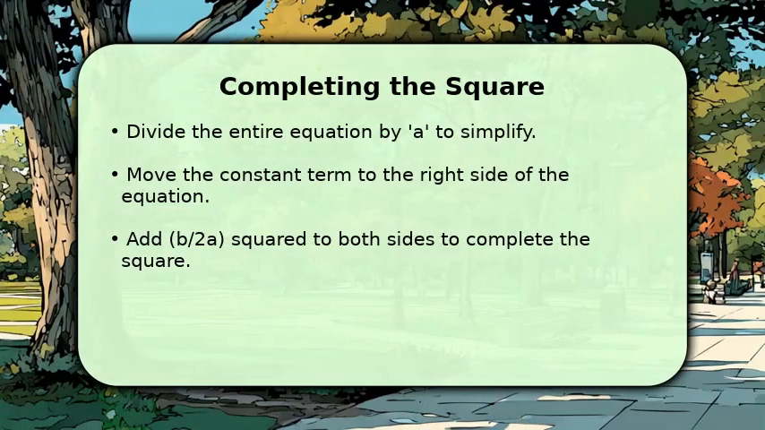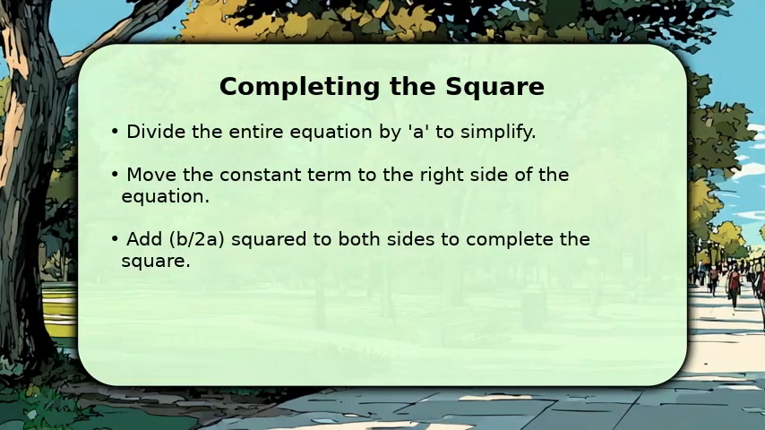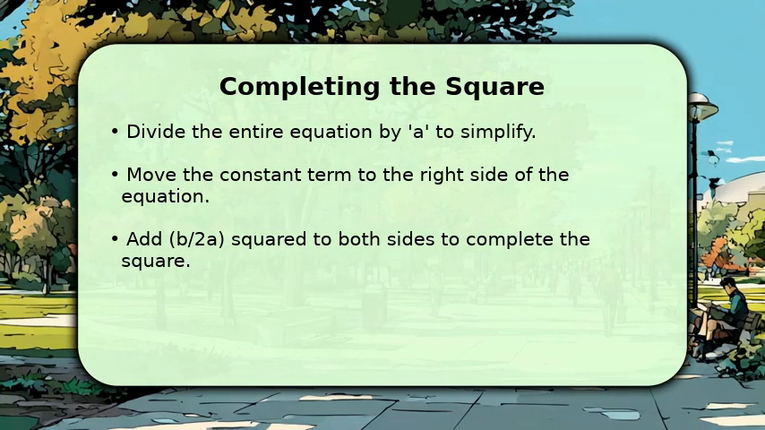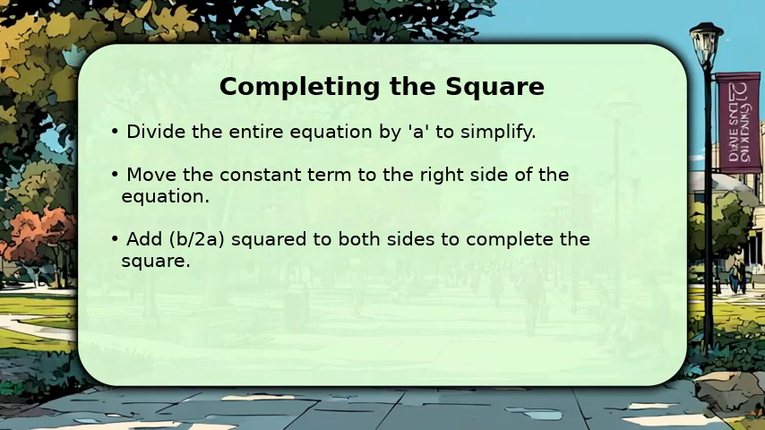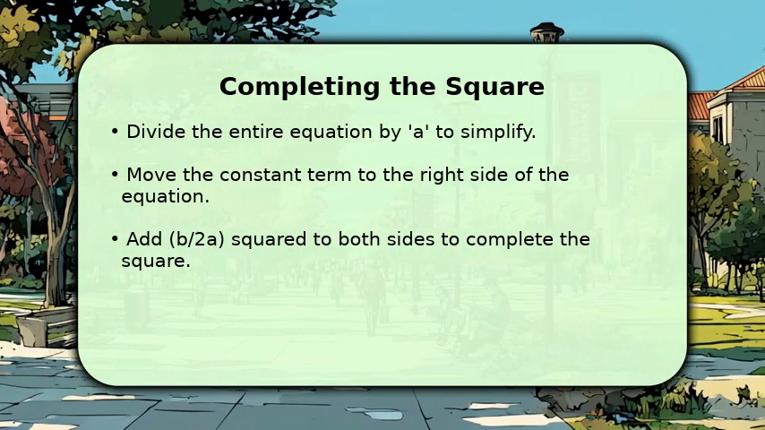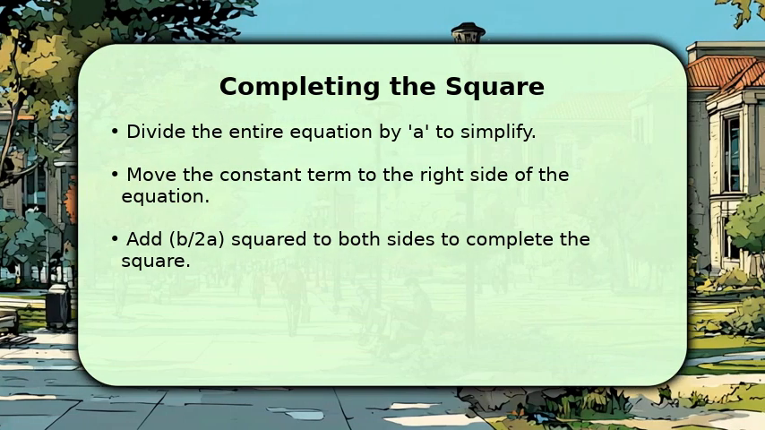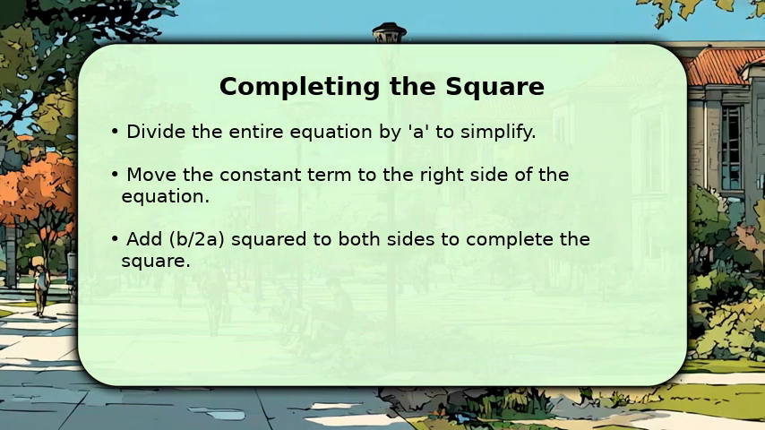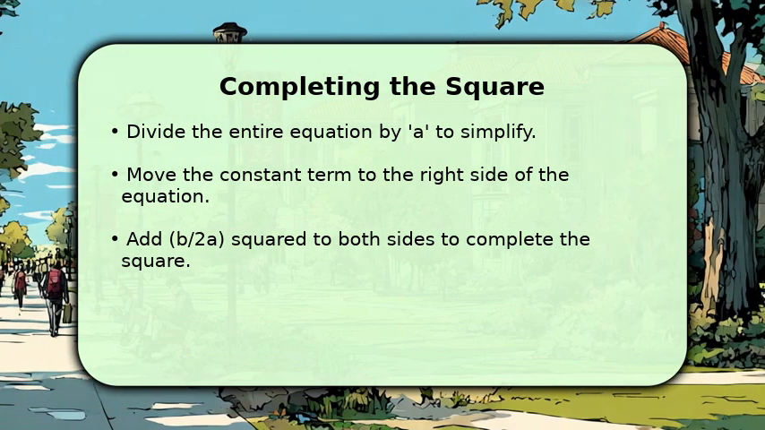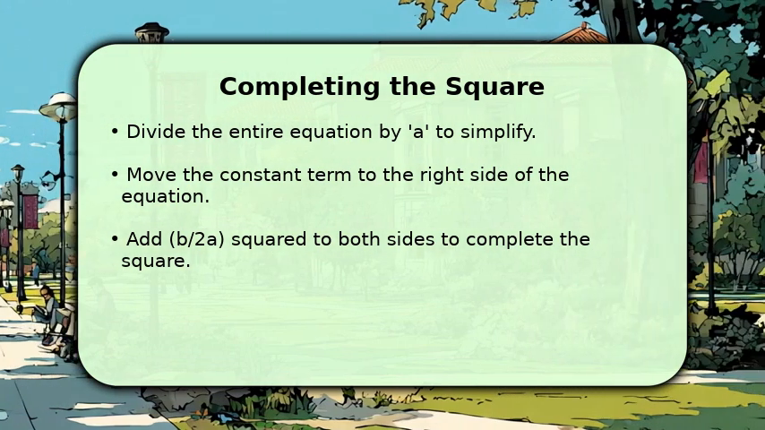To begin completing the square, first divide every term in the equation by a, assuming a is not 0. This simplifies the leading coefficient to 1. Next, move the constant term, which is now c over a, to the right-hand side of the equation. Finally, add the square of b divided by 2a to both sides. This crucial step transforms the left side into a perfect square trinomial.